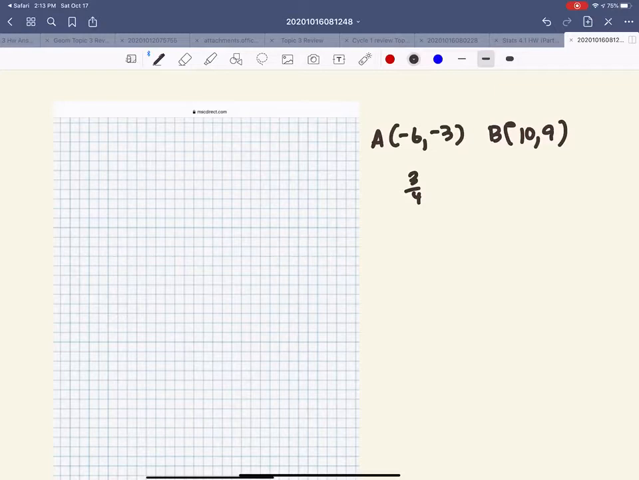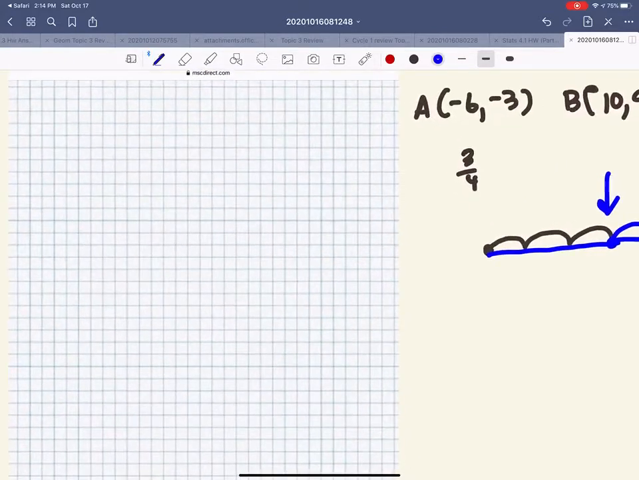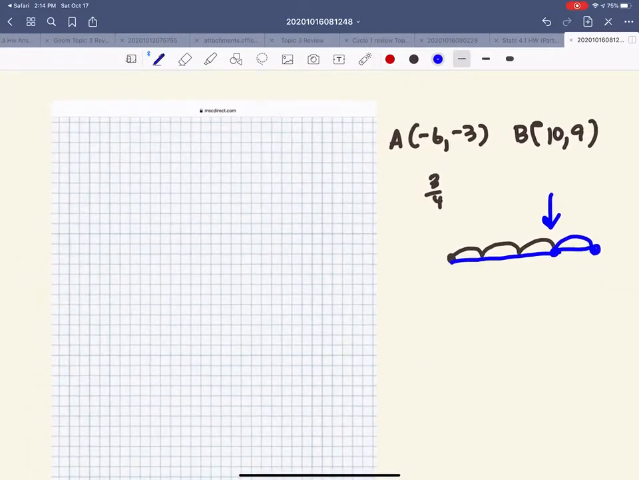So 3/4 of the way there means if the path was straight, I want to go 1, 2, 3, stop, with one left to go. That's 3/4 of the way there. Make sense? That's 3/4 of the way there, right there. So let's graph this. Might have to get it smaller, so here we go.